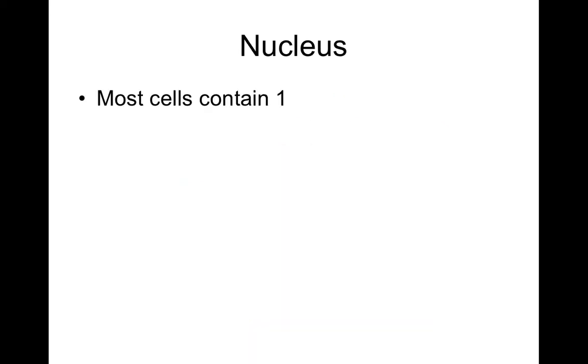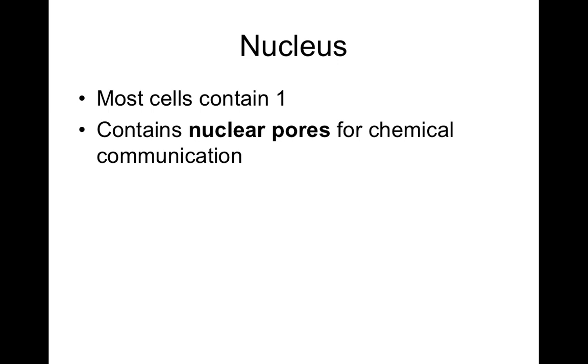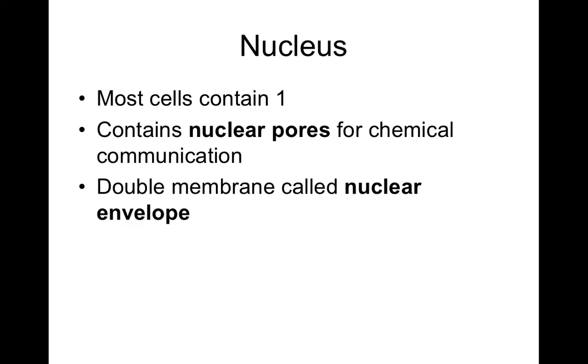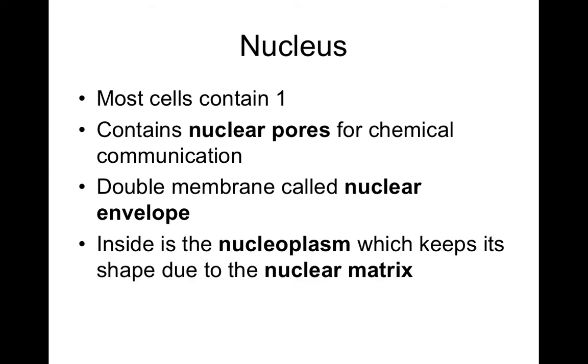And then we get to the nucleus. The nucleus, most cells contain only the one, but there are a number of multinucleate cells in your body. Your skeletal muscles are one such example. Within the nucleus, they have nuclear pores that are necessary for chemical communication, also communication with nucleic acids. And outside, there's a double membrane that we call the nuclear membrane, or the nuclear envelope.